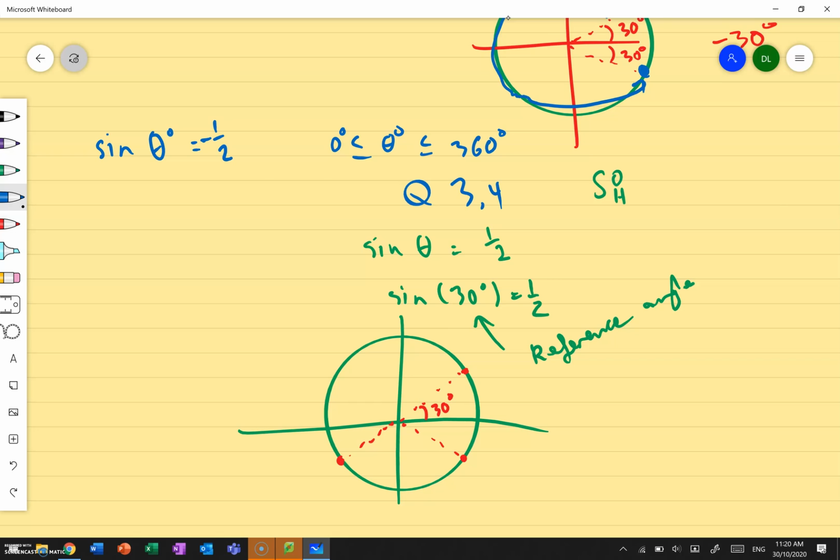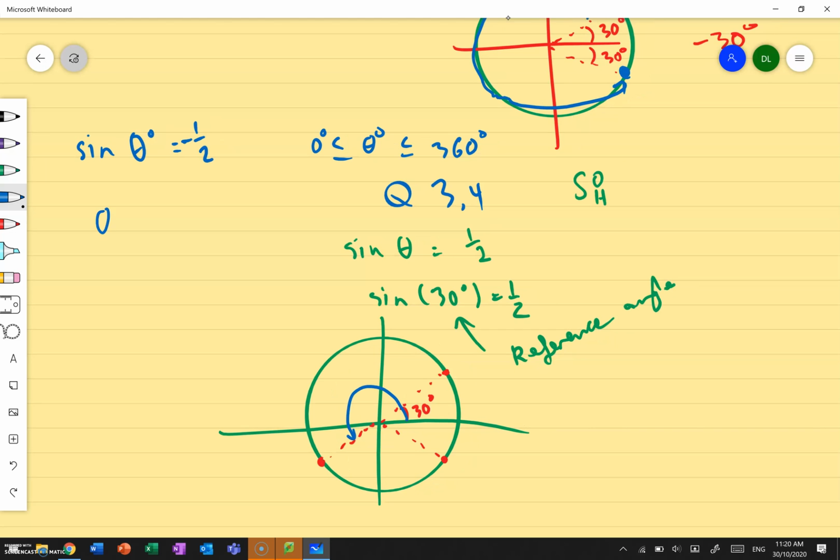So let's go all the way around. Can I go this way? Why not? It's going to be negative. It's outside of the domain. It has to be positive and it has to be less than 360. So I'm going to go the other way around. I'm going to say, what's the angle from here to there? Theta equals 180 degrees plus, and remember that is 30 degrees. That's our reference angle. Plus 30 degrees.